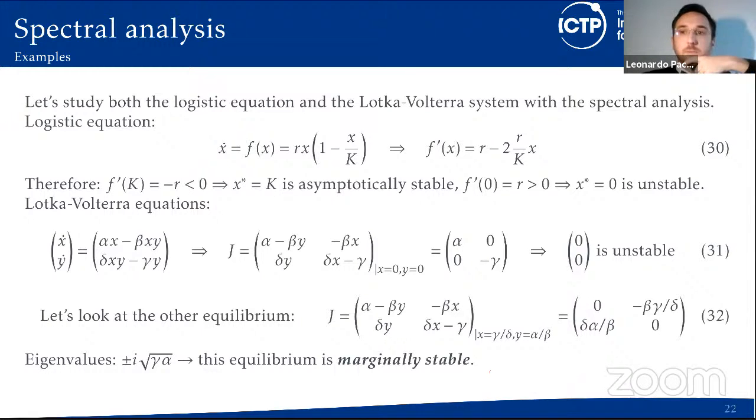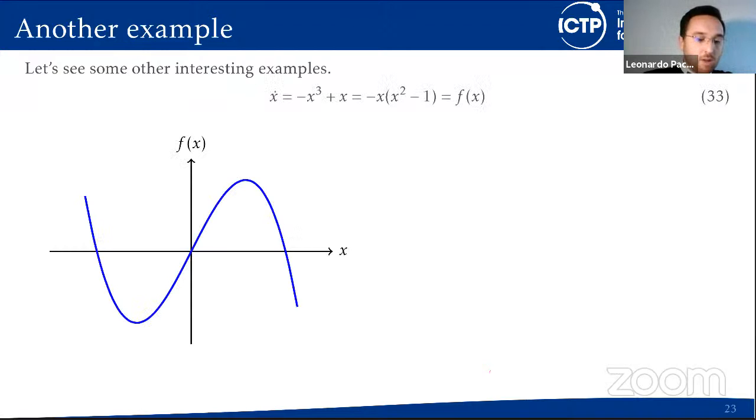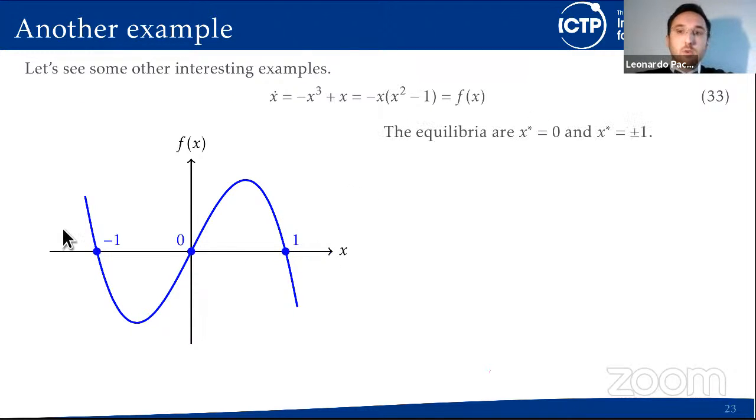Okay, perfect. So let's move on. Let's see some other example. In particular, I want to show you this example here. So now we have, again, a cubic function, but a slightly different one. So if we apply also what we've seen yesterday, you see that the equilibria of this system are 3: 0 and plus minus 1.